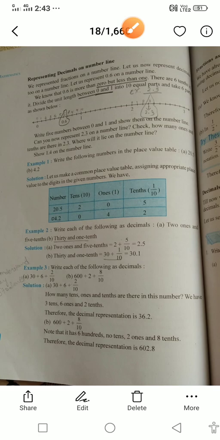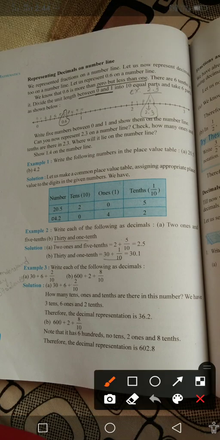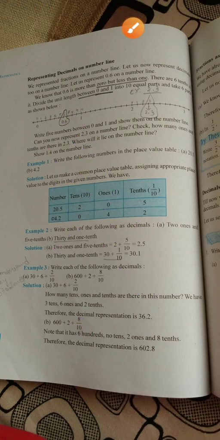Okay, you know already, it is 25 by 10. If the denominator is 10, then we can write 2.5. From the right side we have to skip one number and put the point there. Okay, if there is 100 in the denominator, then we have to skip two numbers. If 1000 is there, we have to skip three numbers. I hope you got it.